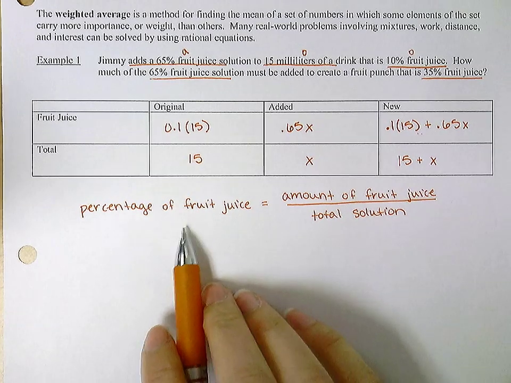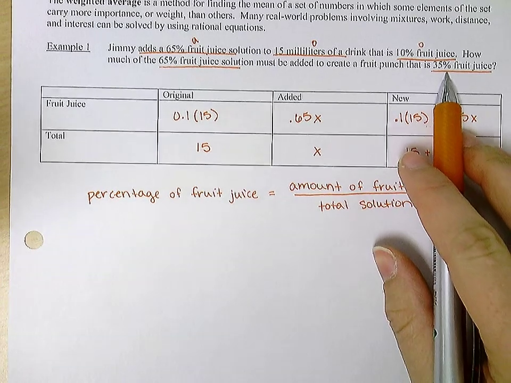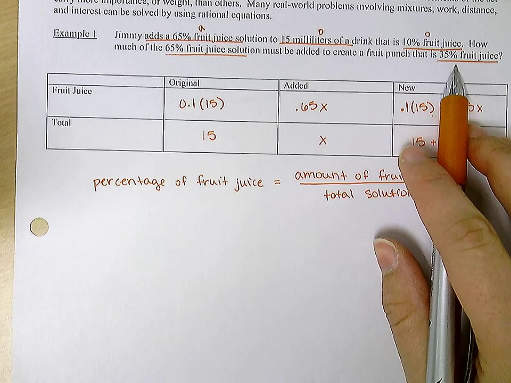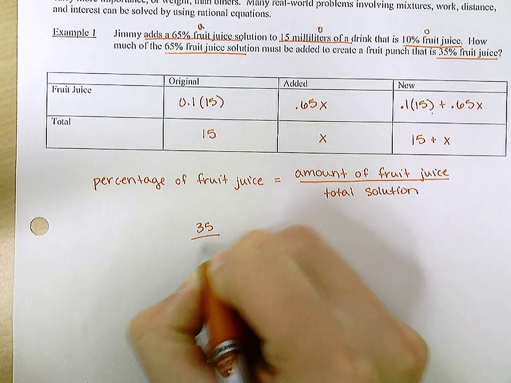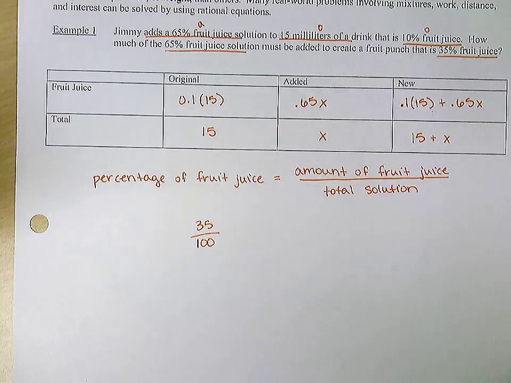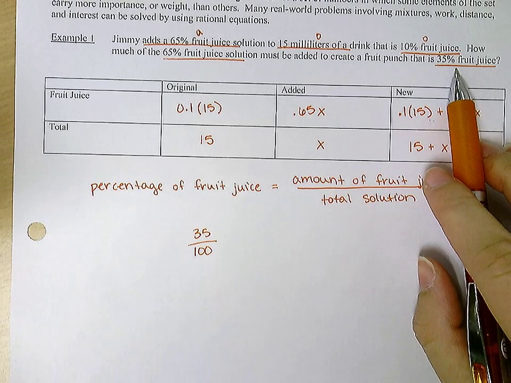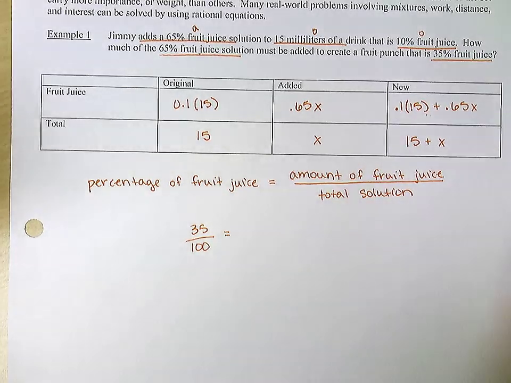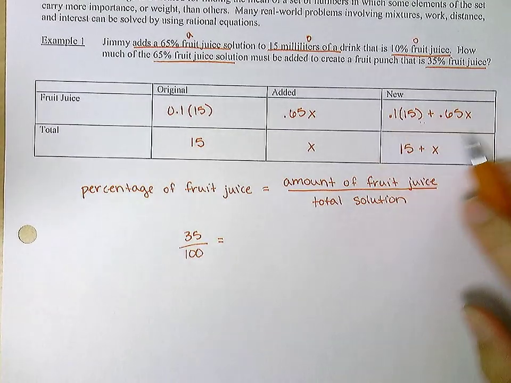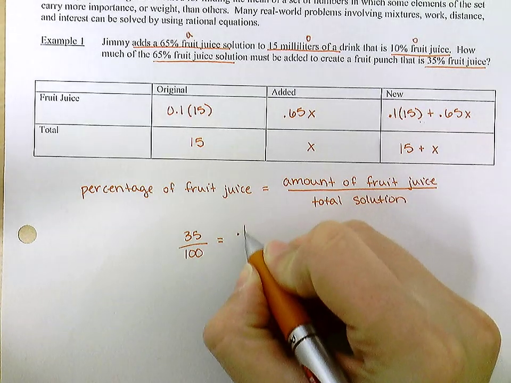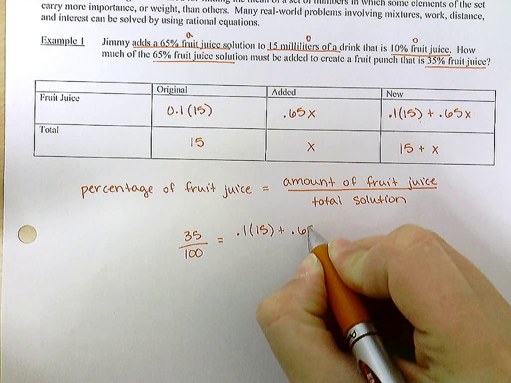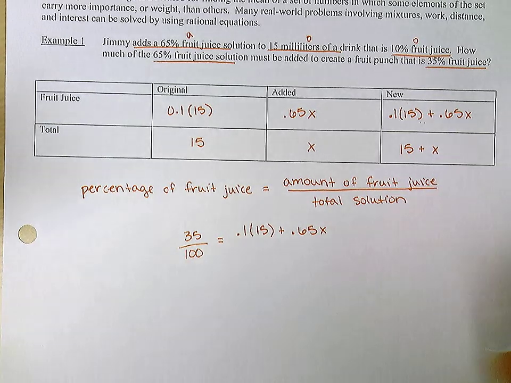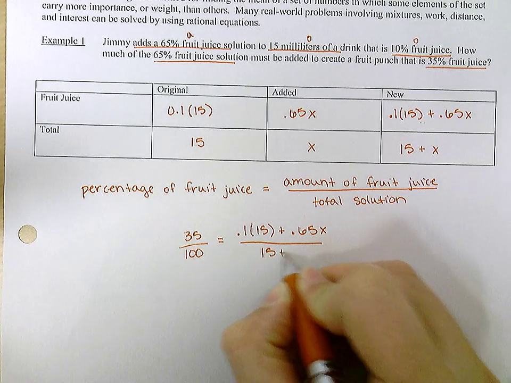The percent of fruit juice that we want is 35%. How do I write that as a fraction? I'm going to keep it as 35 over 100. So that's your 35% that you're trying to create. That's why this is equal to that 35%. That's equal to the amount of fruit juice, which we found here, that new amount. So 0.1 times 15 plus 0.65 times x over your total solution. Your total solution is in milliliters, so over 15 plus x.